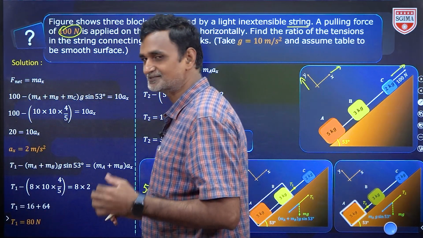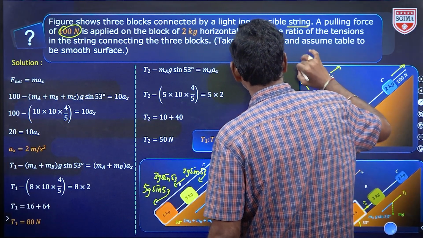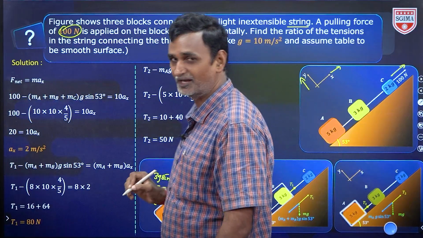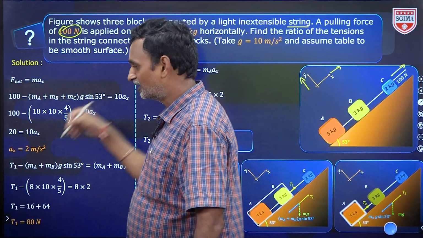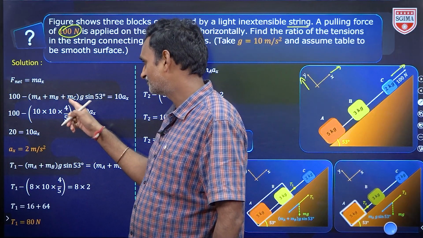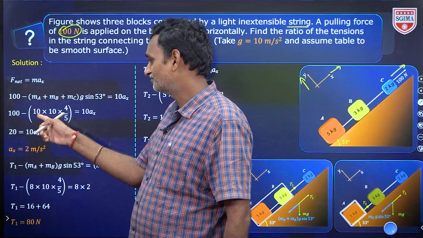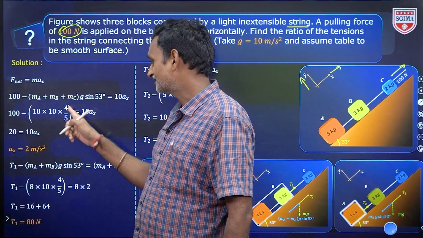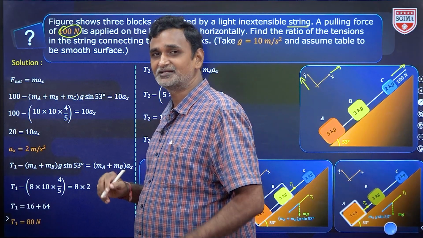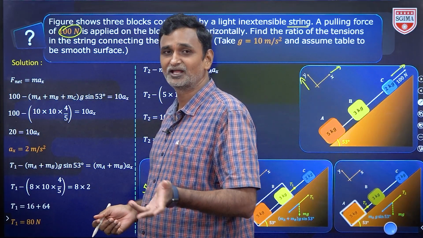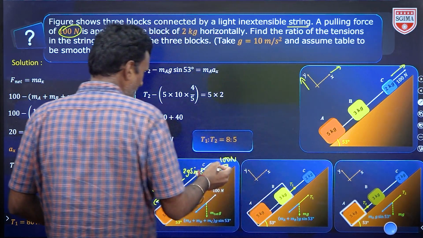F net along x-axis means, as I already told just now, along the plane they took as x-axis and perpendicular to the plane they took as y-axis. So 100 is the upward force, and the downward force is mass A, mass B, mass C into g sine 53. So the total value becomes 10, and g value 10, sine 53 is 4 by 5, equal to 10 into A. Here on the right side it is total mass only, so we don't take any component for mass, we can take directly 5 plus 3 plus 2, 10 kg.